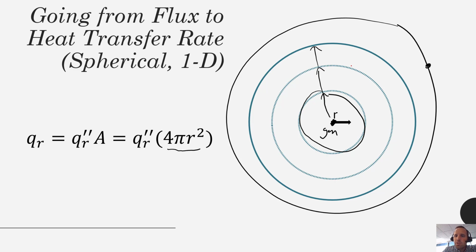So just an important definition if you want to go from flux to total rate of heat transfer. If you knew the flux at this particular point, well, then you would need to multiply that by the total area at that particular point, which would represent the area of this concentric ring, to get the total rate of heat transfer.